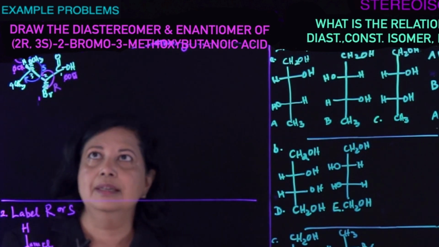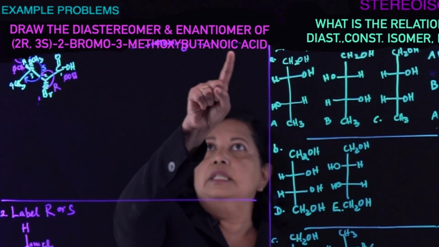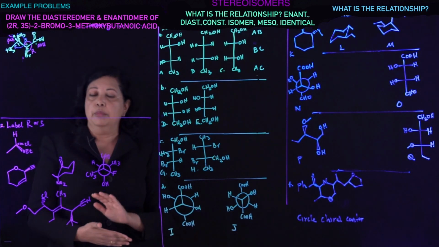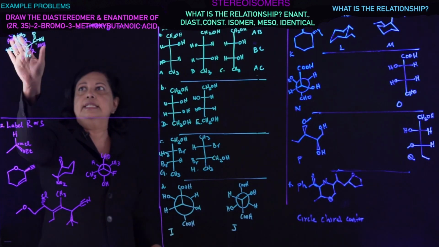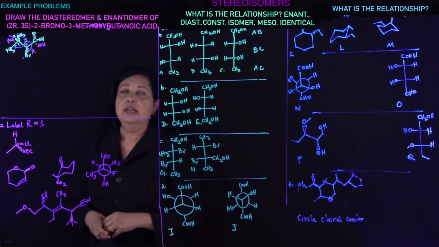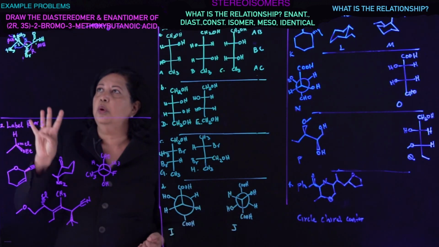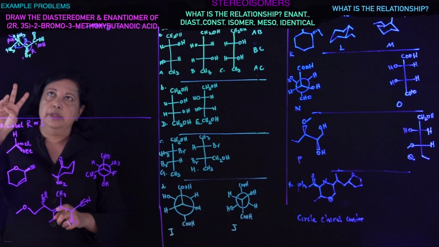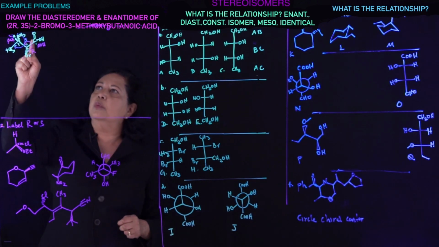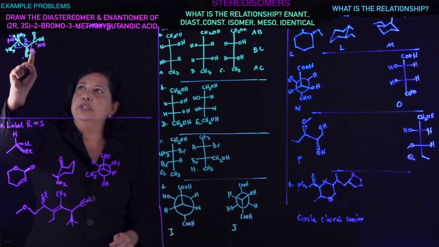Now the question asks us to draw diastereomers and enantiomers. Now that we know this, the enantiomer is going to be a mirror image of this, which means you'll draw the exact same molecule with the OCH3 and the bromine on wedges. What are the other possibilities? There are 2 stereocenters, so 2 to the 2 is 4. This and the enantiomer would be 2 of them. The diastereomers would be one dash and one wedge, so dash, wedge, or wedge, dash.